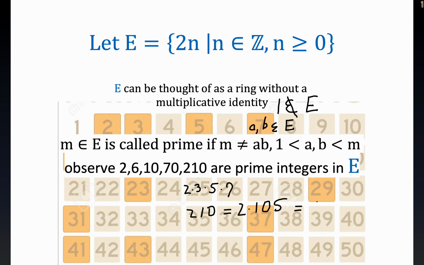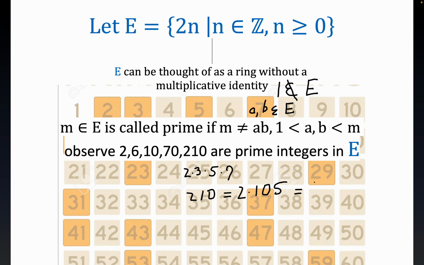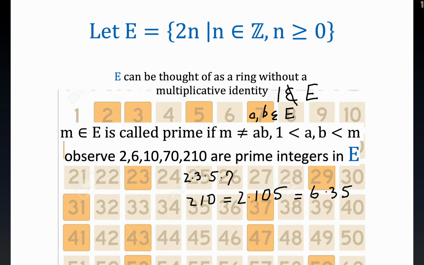And also 210 could be written as 6 times 35. But it's always going to be the case that it's going to be the product of an even and an odd number, just because 2 is present one time here, right? It's guaranteed. 2 is present one time. But anyway, hopefully I've demonstrated that 210 is a prime in the set E, in the ring, shall we call it. And also the same can be verified for 70, 10, 6, and 2.